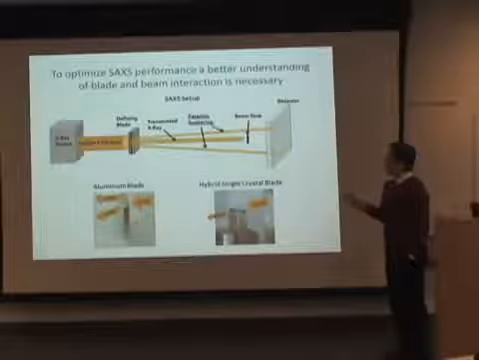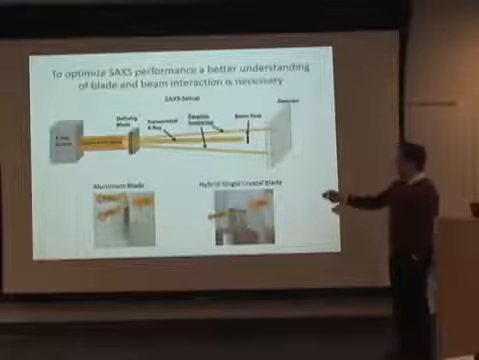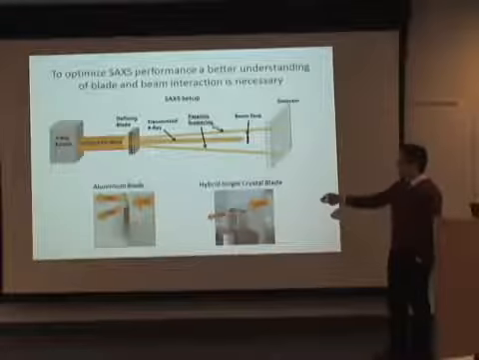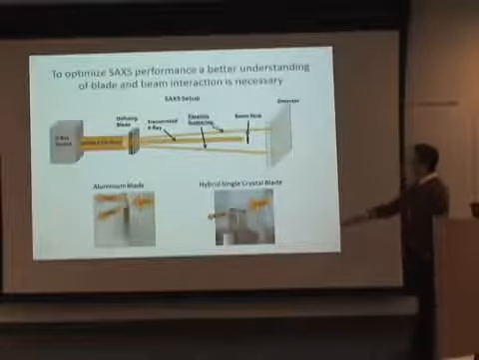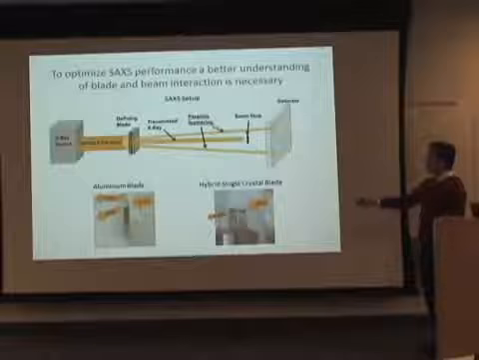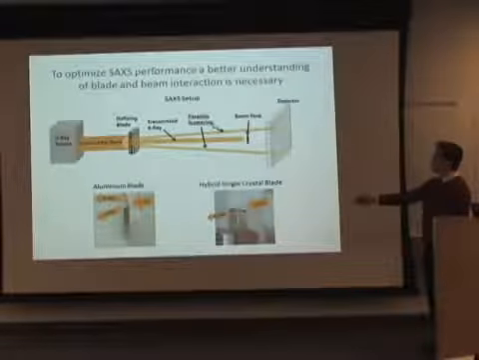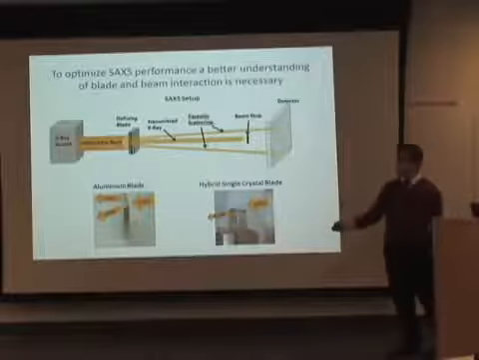A closer look at our blades: the two prototypes we have are the simple metal blade with a tapered edge, as you can see right there. And then our new hybrid blade, which uses basically the same prototype as before, but we add a single crystal blade on top, or a single crystal slit.